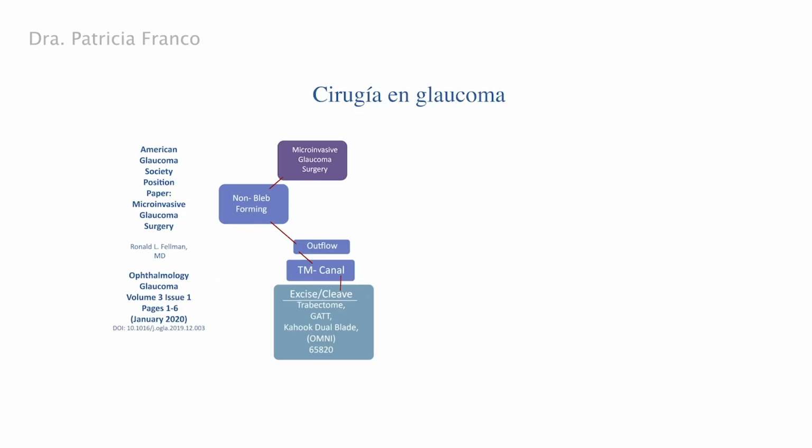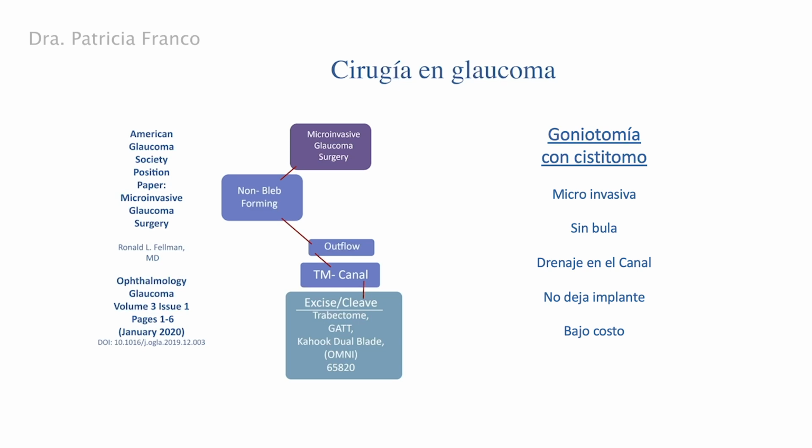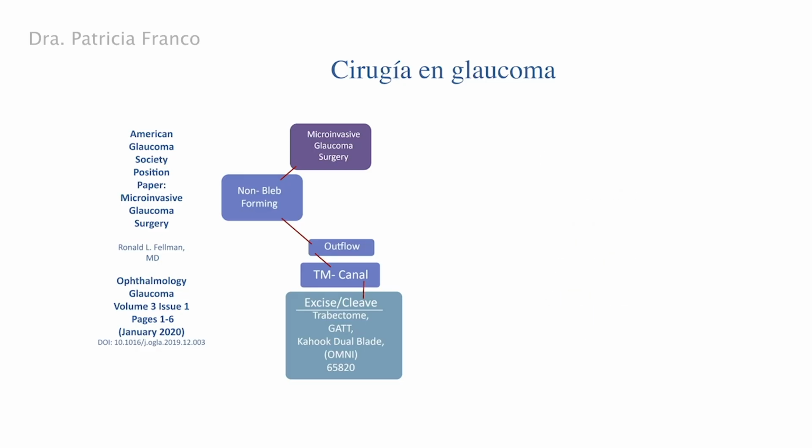go in Schlemm's canal, and those procedures that dilate the canal. It leaves us with goniotomy, which stays as a non-bleb canal procedure. This is a great option that does not leave an implant behind and is cost-effective.